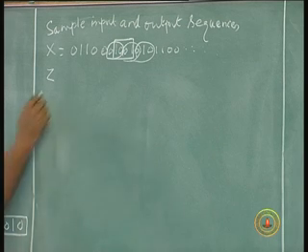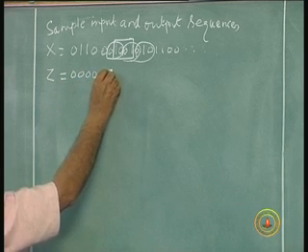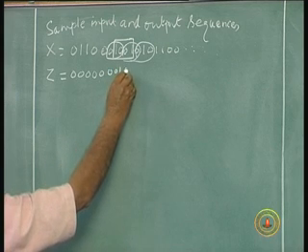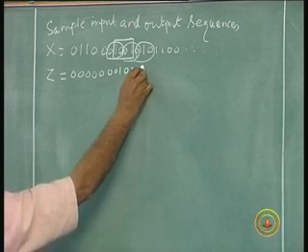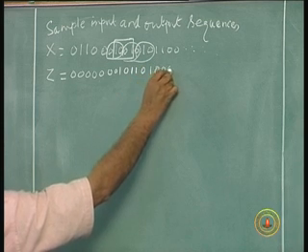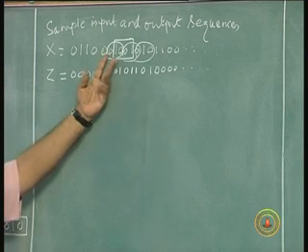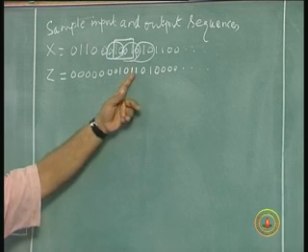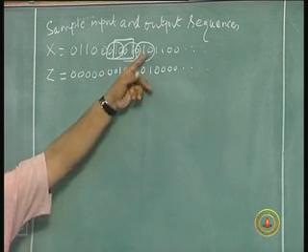So, Z should be 0 0 0 0 0 0 0 1 0 1 1 0 1 0. This one is for completion of this 0 1 0, this one is for completion of 1 0 0 1, this one is for completion of 0 1 0, this one is for completion of this 0 1 0.